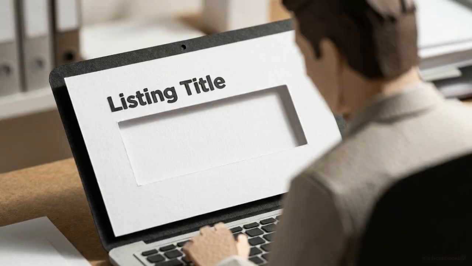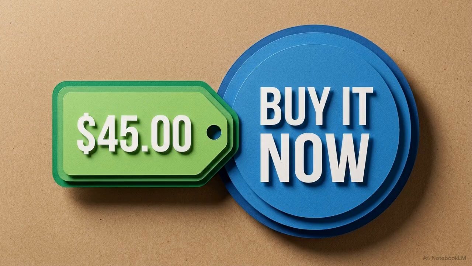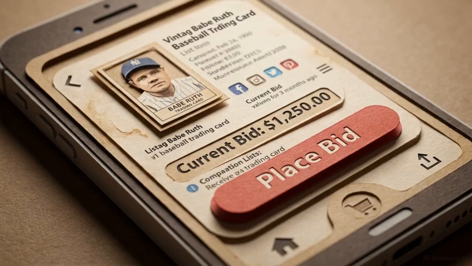Next, build a searchable listing title. Follow this exact sequence: brand, model, key feature, size or color, and finally, the condition. In the description box, keep things factual. Include exact dimensional measurements, a clear list of any included accessories, and repeat your condition notes. For pricing, use the Buy It Now model based on completed sales data you found earlier. Use the auction format only for rare collectibles, where bidding will drive the price up.